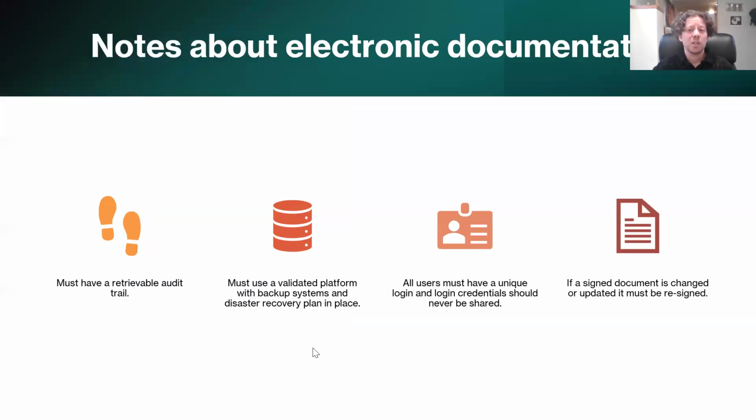Some other notes about electronic documentation. It has to have a retrievable audit trail. It has to be a validated platform with backup systems and a disaster recovery plan in place. All users have to have unique logins, and of course can never share those login credentials. If a signed document is changed or updated within one of these electronic systems, it must be re-signed after that change was made.